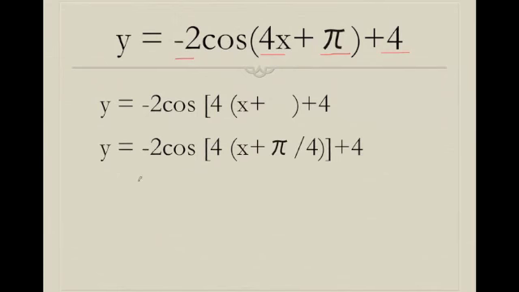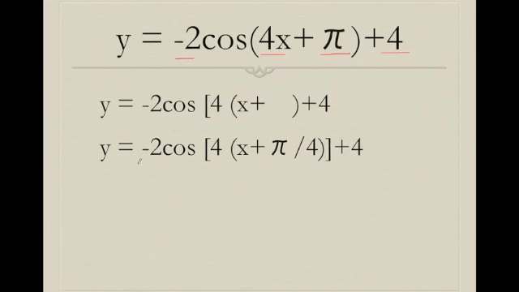So now we've got negative 2 cos 4 bracket x plus pi over 4 bracket plus 4. It is the same equation as above, it is just factored out. 4 times x gives us 4x, and 4 times pi over 4 gives us pi. But now we've got all our values. So when you need to find this equation, all you have to do is factor this out to get a b value. Using this equation, we can find out the characteristics of our graph.